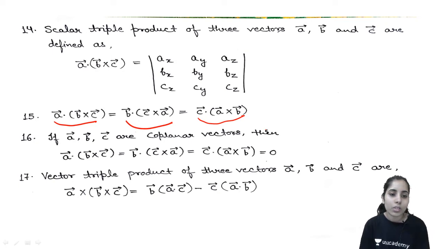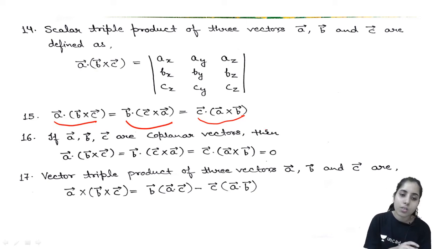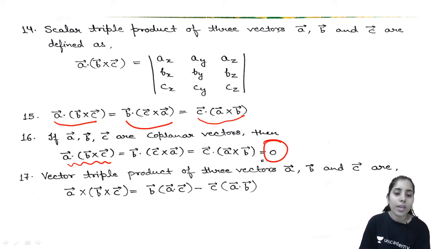Done. That's another condition. Next, if any three vectors are coplanar. Coplanar means the vectors which exist on the same plane. If three vectors are present on the same plane, how can we check, or what will be the condition corresponding to them? The condition is that the scalar triple product of those three vectors will be equal to 0 if they are coplanar. Clear. So if three vectors are coplanar, then their scalar triple product will be equal to 0.